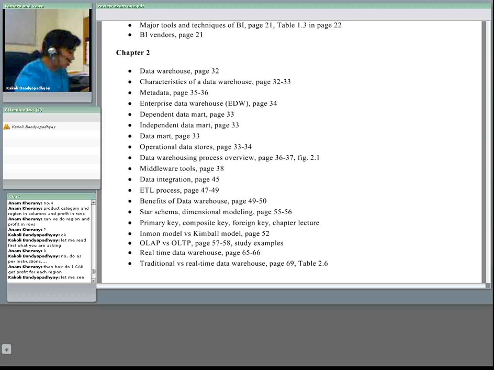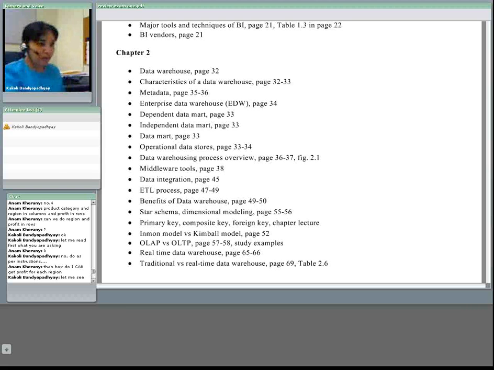Then operational data source. An operational data store, it's a database which is often used as an interim staging area for a data warehouse. Okay, the contents of the operational data store are updated throughout the course of business information, and it is used for short-term decision making.